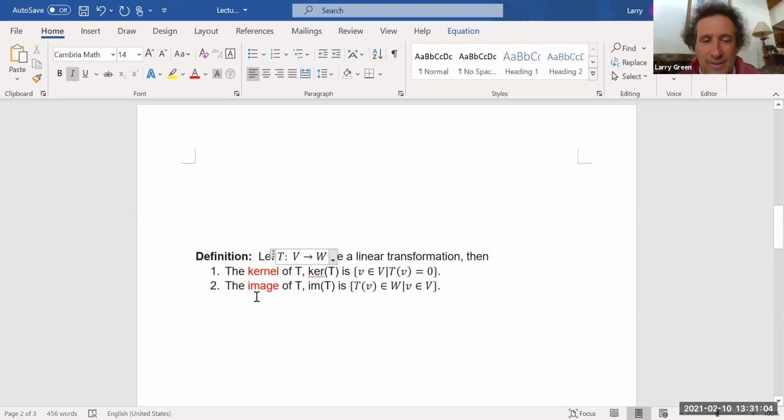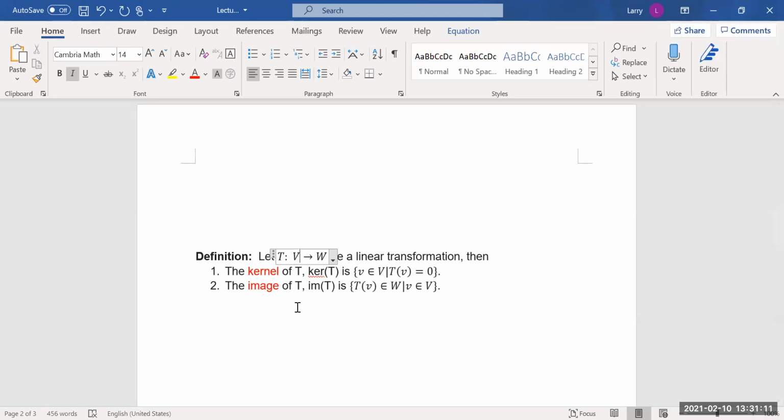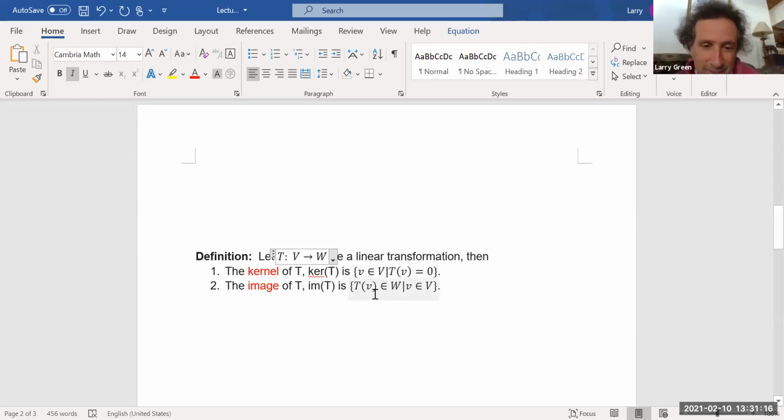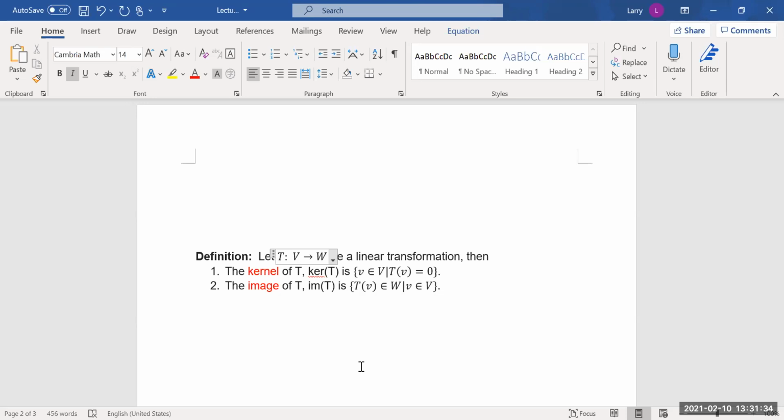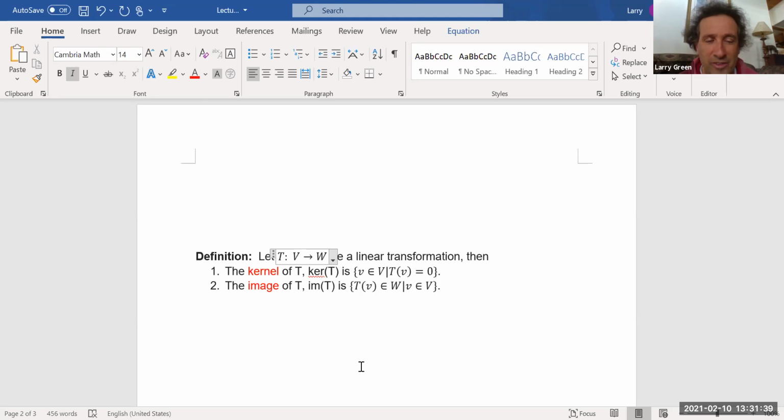The image of T, where's that? That's in W, because it says the set of all vectors T of v in W. So now we're in W. Okay, so the image is in W, the kernel is in V. And it's very important to keep that in mind. So you wouldn't even ask the question, is the kernel equal to the image? It doesn't even make sense because they're in different universes. Is that clear?